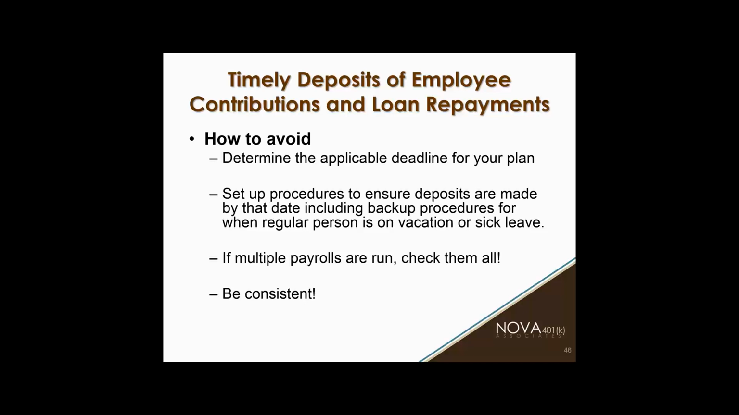If you have multiple payroll runs, make sure you check them all. And the thing is consistency. If you're a large plan and you're getting all of your payrolls in in 3 days, then get them all in in 3 days. Don't have one at 3 days, then another one at 5 days, another one at 6 days. They're probably going to pick the lowest standard. So just be consistent.